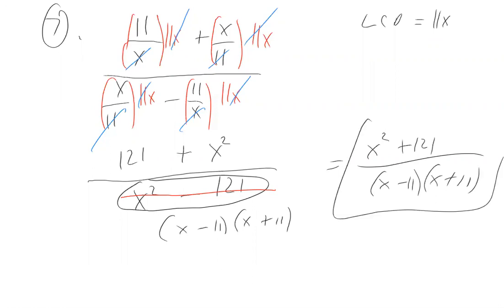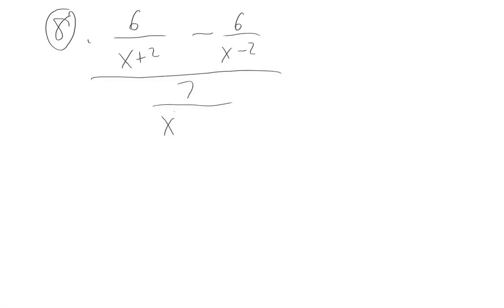And there we go. Now, problem number 8. 6 divided by x plus 2 minus 6 divided by x minus 2, all over 7 divided by x squared minus 4. First of all, of course, I need to factor it. We've been learning factoring. So the x squared minus 4, sorry, let me write that again. The x squared minus 4 is a difference of squares. So it breaks apart into x times x and negative 2 times positive 2.